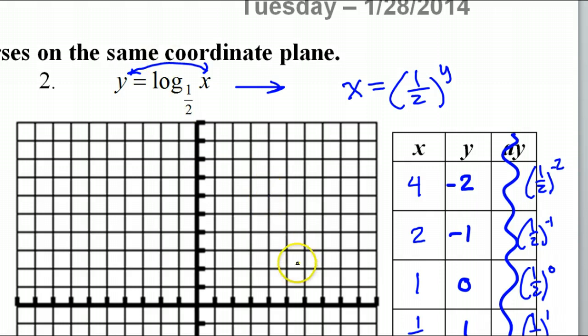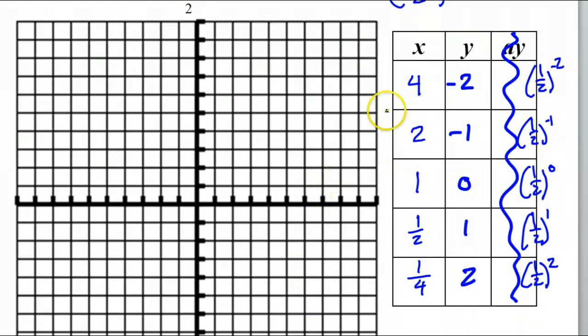So I will graph it in blue because I know it's my final answer. So 4, -2. So it's over 4 down 2. Then 2, -1, 1, 0, 1/2, 1. So over half a square, excuse me, and up 1. 1/4, 2. So over just a little bit and up 2. Right about there. So we can use these 5 values to draw our curve.